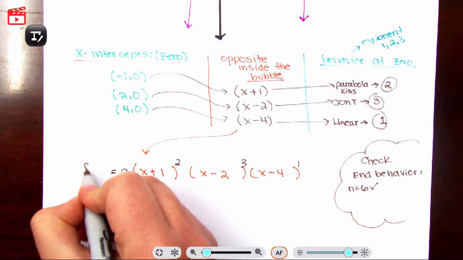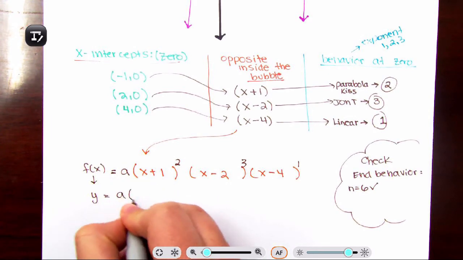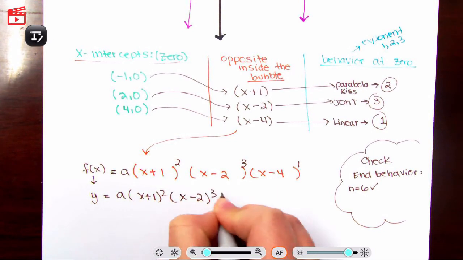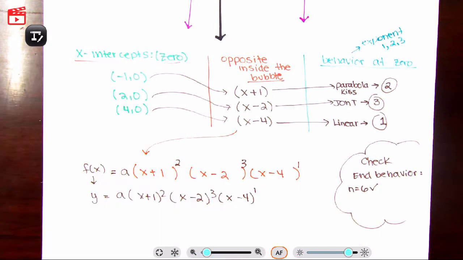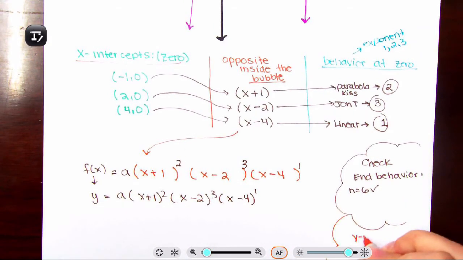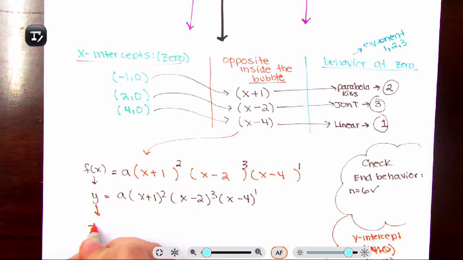Now how do we do that again? Well, we have this f of x. F of x is really y. So we have y, then we have a. I'm going to write everything else out here real quick. And we have our x's. So I'm going to take my y-intercept, and y-intercept is negative 4, 0. So that means, just kidding, it's 0, negative 4. That means my x values are 0 and my y value is negative 4.